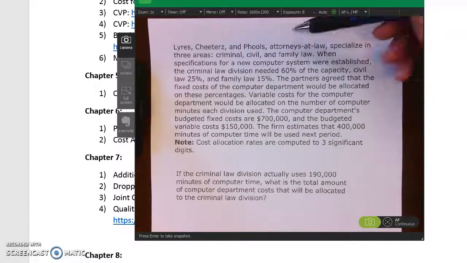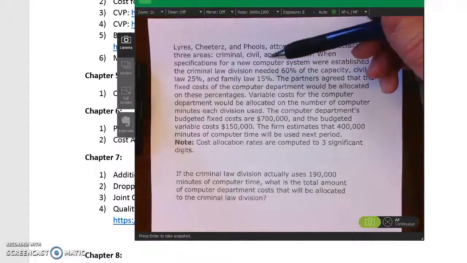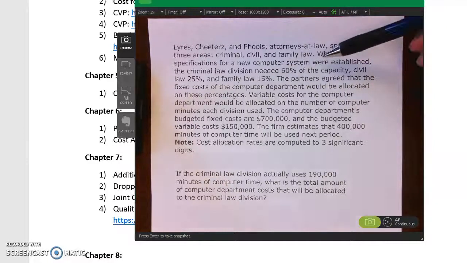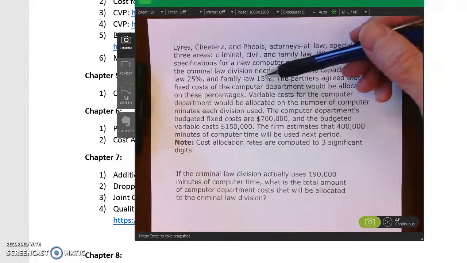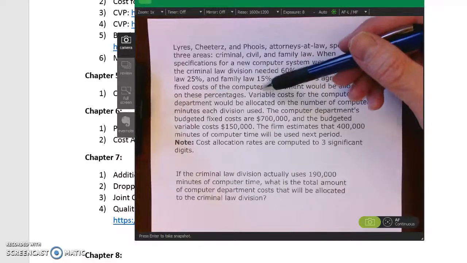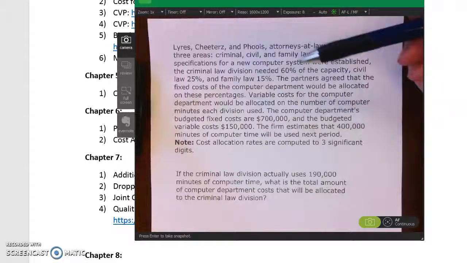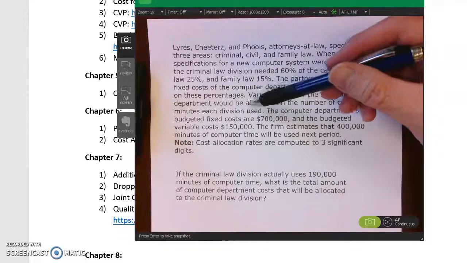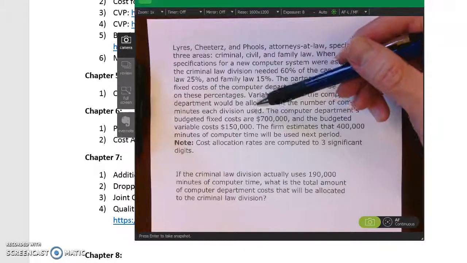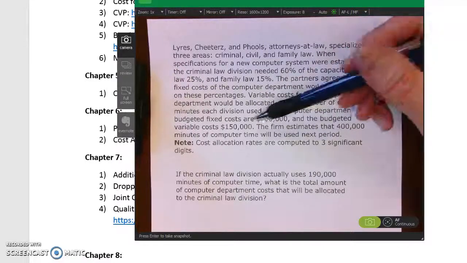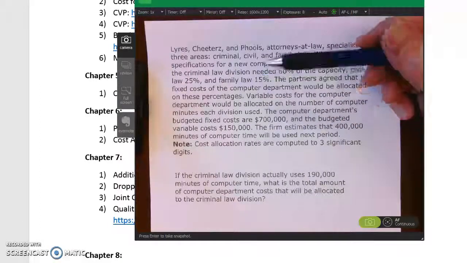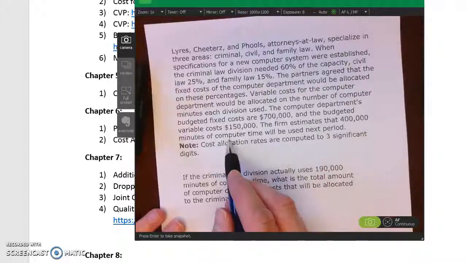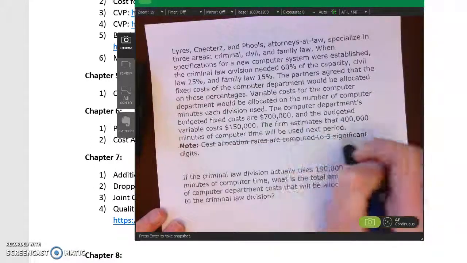Okay, so it says right over here, liars, cheaters, and fools, attorneys at law specialize in three areas: criminal, civil, and family. When the specs for a new computer system were established, the criminal law needed 60% of capacity, civil law 25%, family law 50%. Partners agreed that the fixed cost of the computer department would be allocated on these percentages. Variable cost, though, for the computer department would be allocated on the number of computer minutes each division used. The computer department's budgeted fixed costs are $700,000. The budgeted variable costs are $150,000. The firm estimates that 400,000 minutes of computer time will be used. We don't need to worry about that.